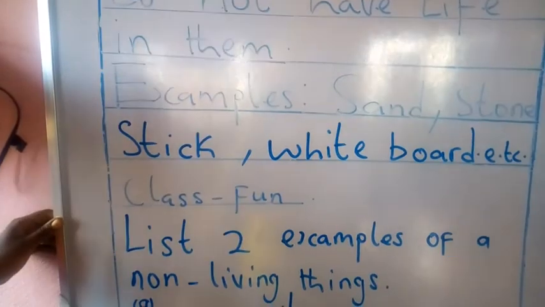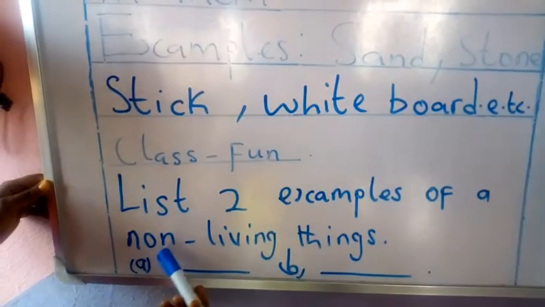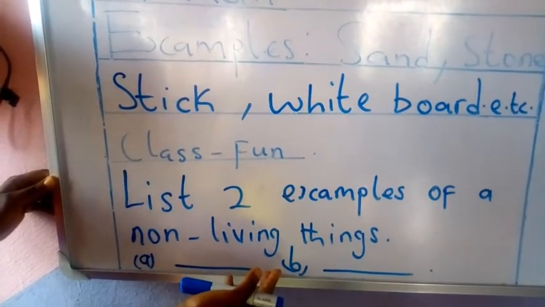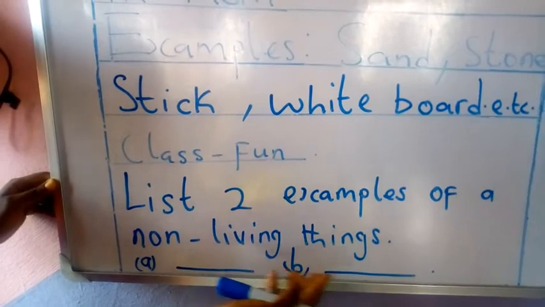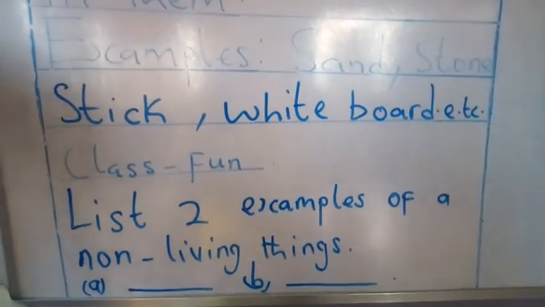So that will take us now to our class form. Here, listen to the instruction. They said, list 2 examples of non-living things. But before we treat the class form, let's go over to the practical aspect of it for you to see some samples of a non-living thing.